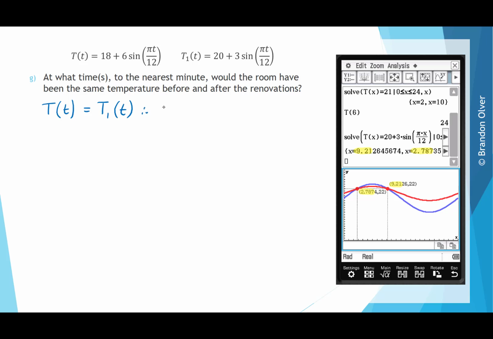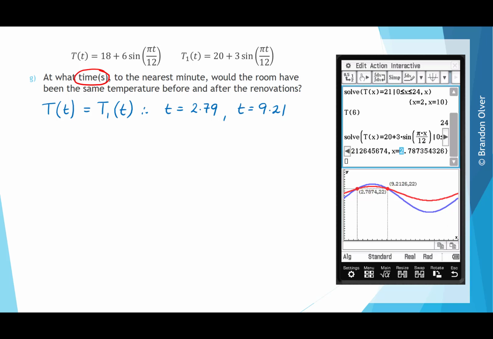So from the calculator we found that t is equal to 2.79 and t is equal to 9.21. So they are the two values of t that give the same temperature before and after the renovations. If we go back and read the question though, it asks for the times, so we need to convert this into an AM or PM time. The CAS calculator can be used to help convert between a decimal and time.